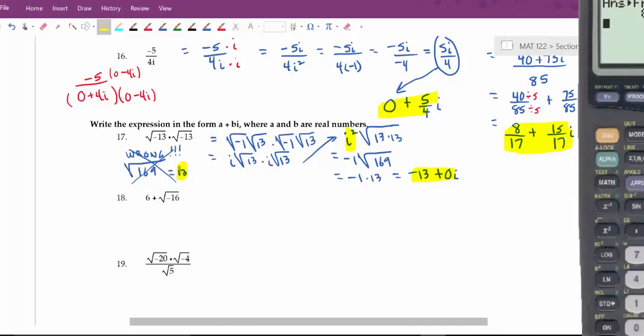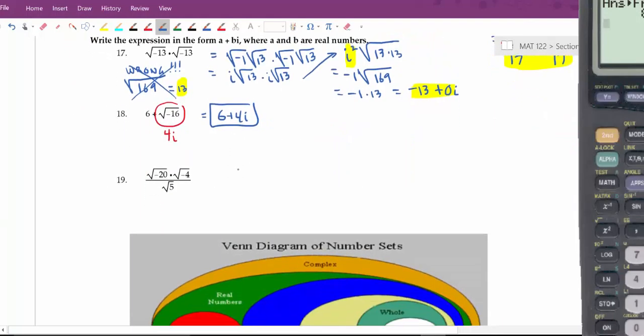Okay, so the next one we're going to do in a similar way. We're just going to write this. Not much to do on this one. This one is 4i. So all you would do on this is just write this as 6 plus 4i, and it's done. There's nothing to do on that.